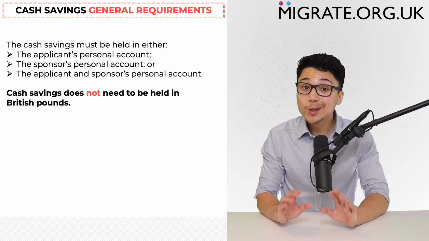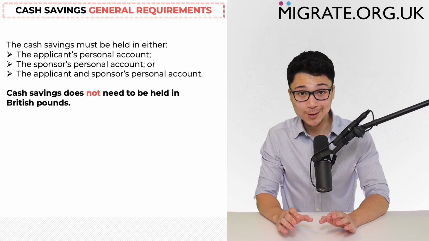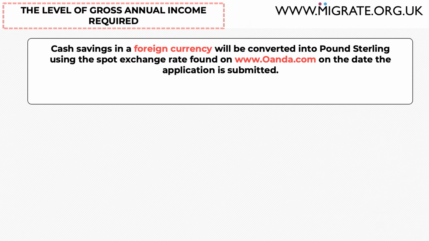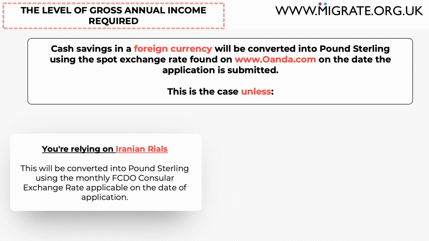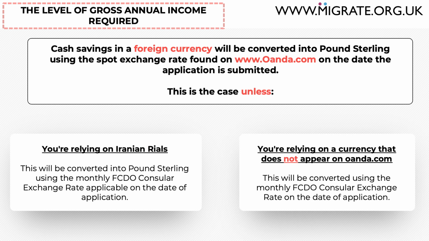The cash savings does not need to be held in British pounds. Rather, the cash funds will be converted using the closing spot exchange rate found on oanda.com on the date that the application is submitted. This is the case unless 1. You're relying on Iranian rials, which will be converted into pound sterling using the monthly FCDO consular exchange rate applicable on the date of application, or 2. You're relying on a currency which does not appear on oanda.com, which is currently only Syrian pounds, which will be converted using the monthly FCDO consular exchange rate on the date of application.